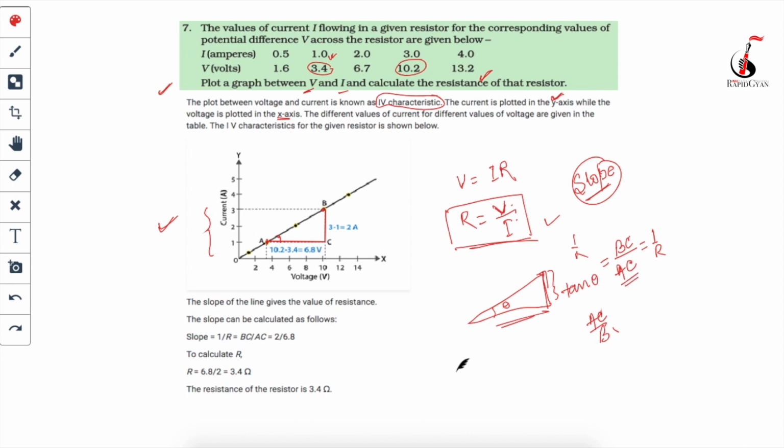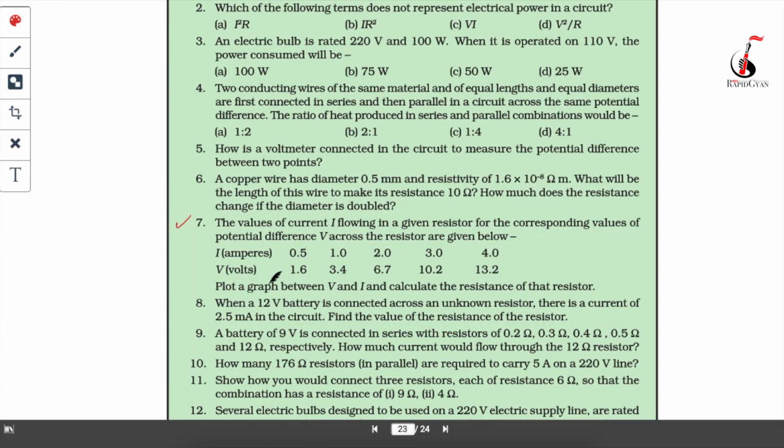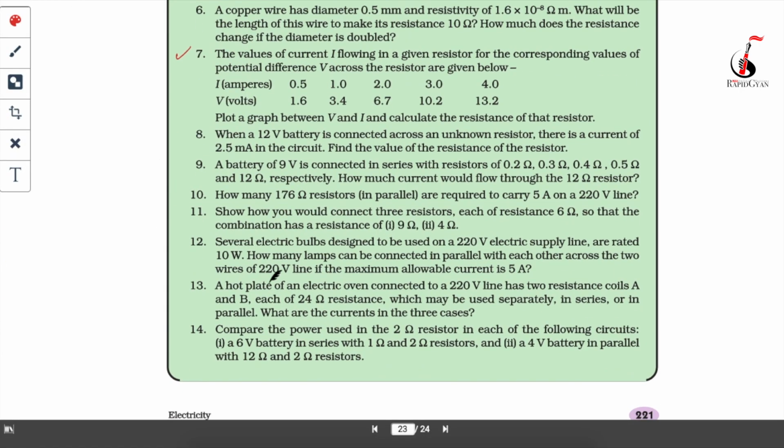Means the AC is your 6.8 volt divided by your BC. BC is, see, this is 3, this is 1, so 3 minus 1, which is 2 ampere. So if you divide, you will get 3.4 ohm. That's your answer. Okay, hope you guys understand this. Let's go to the next question. Next question is this one, the eighth one.